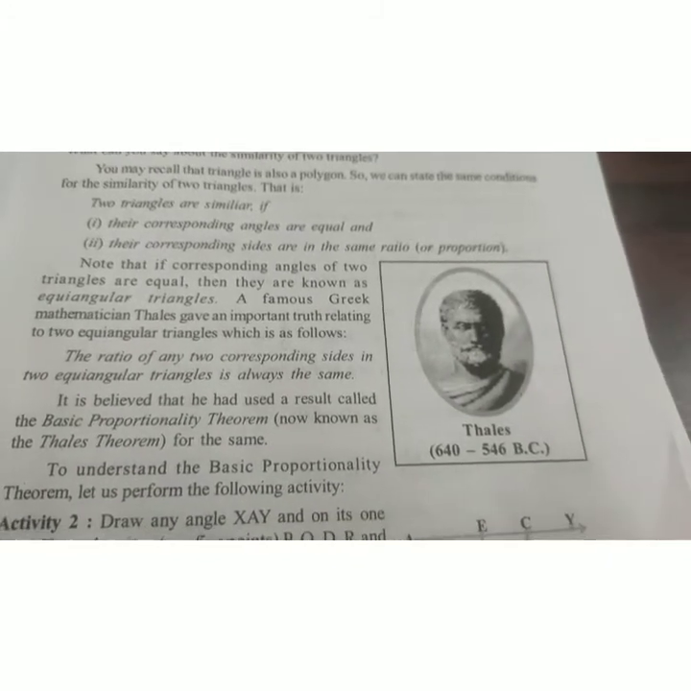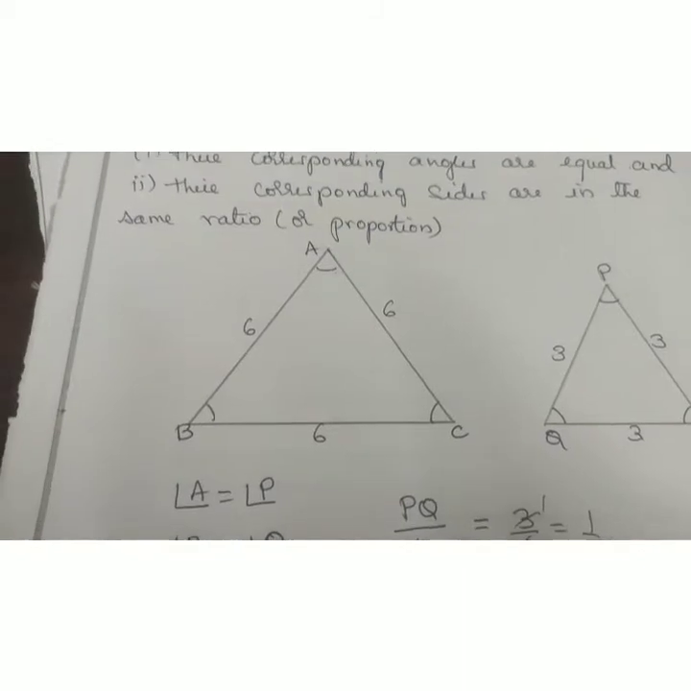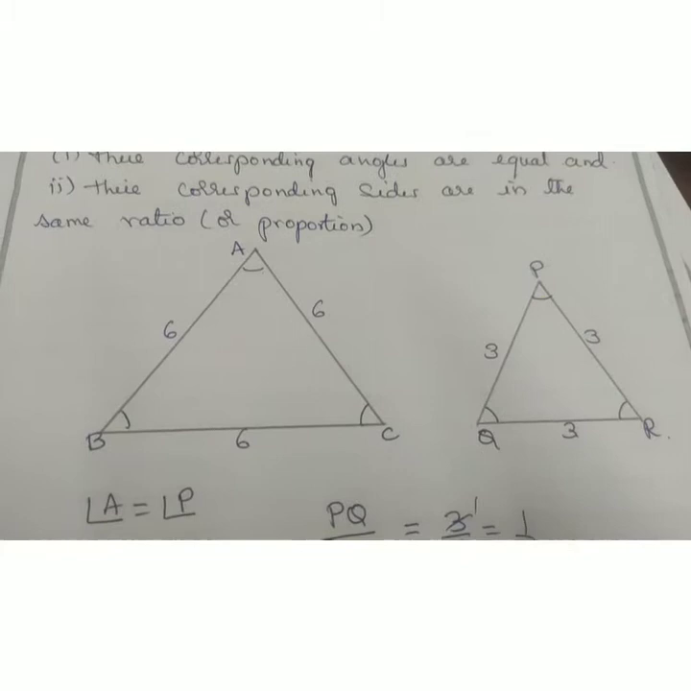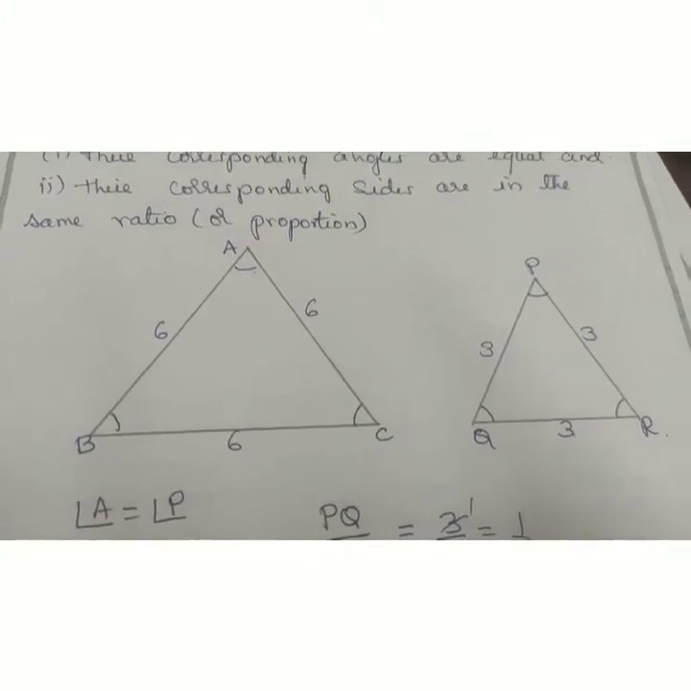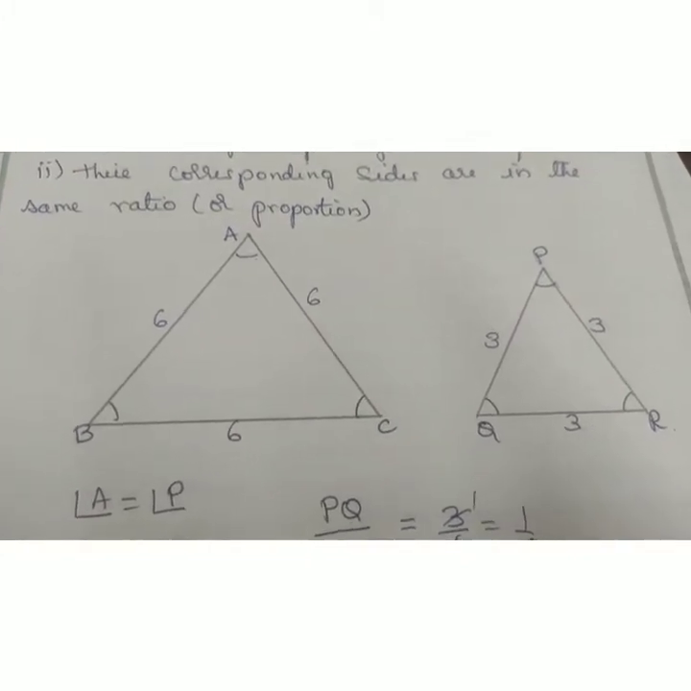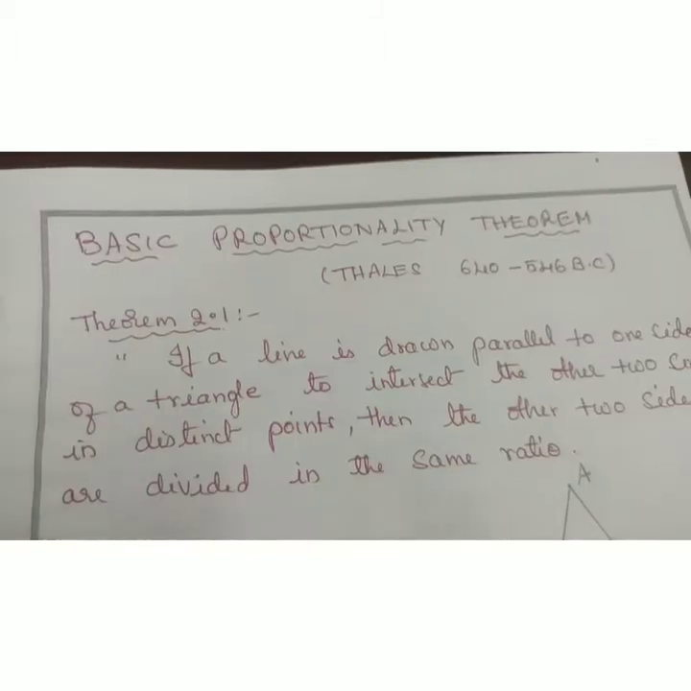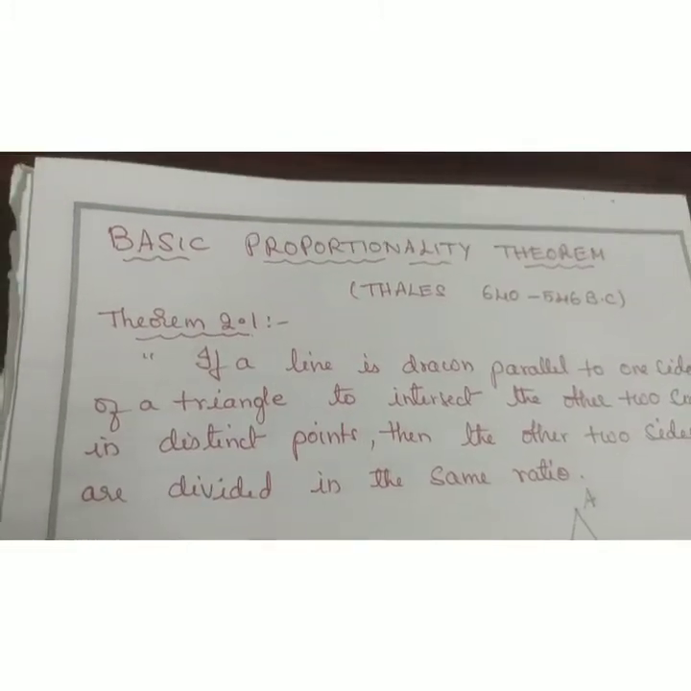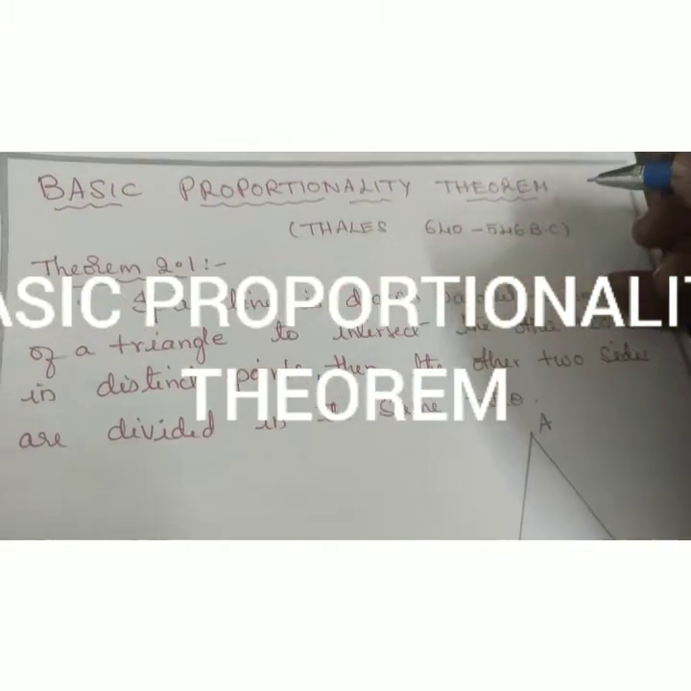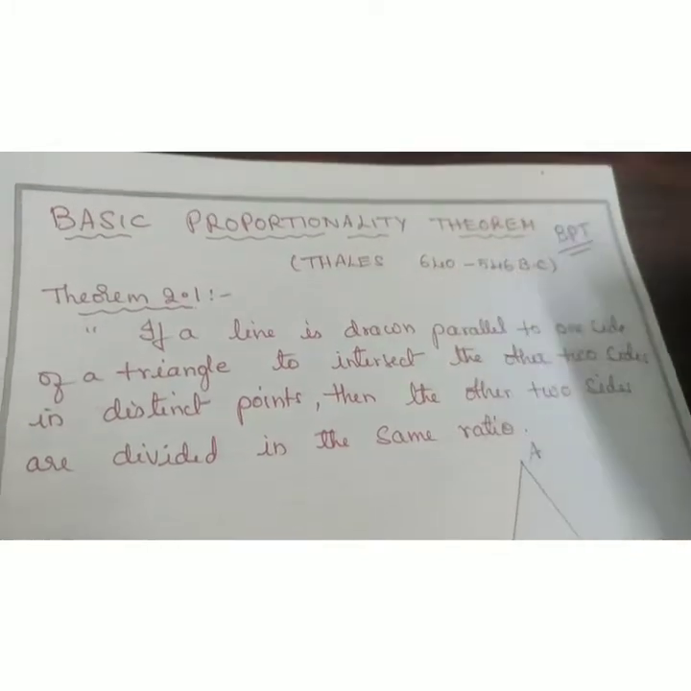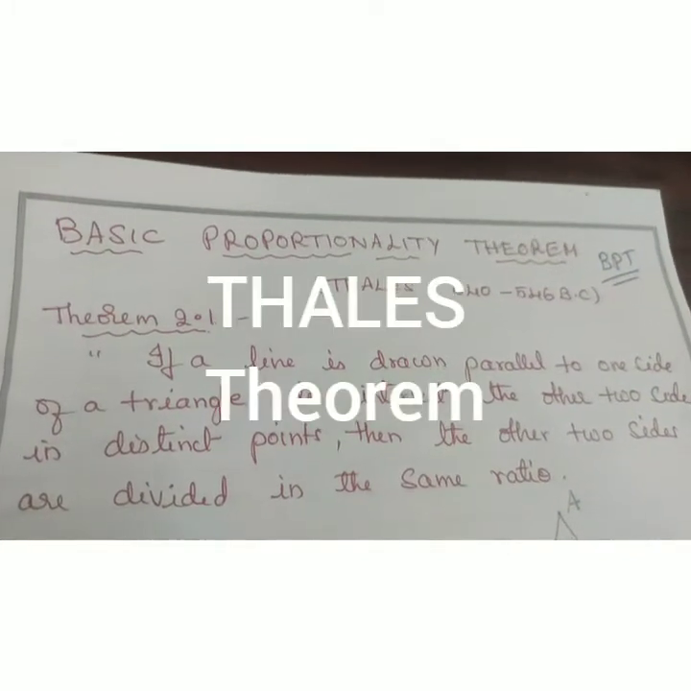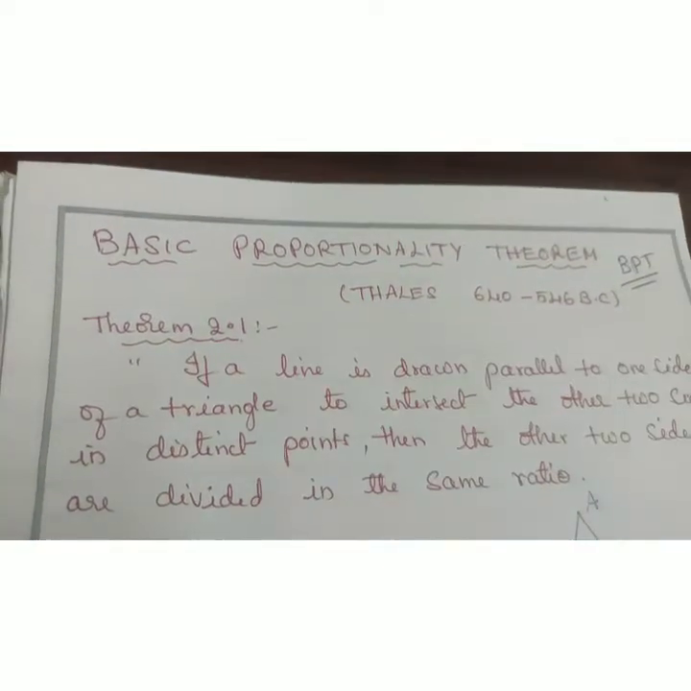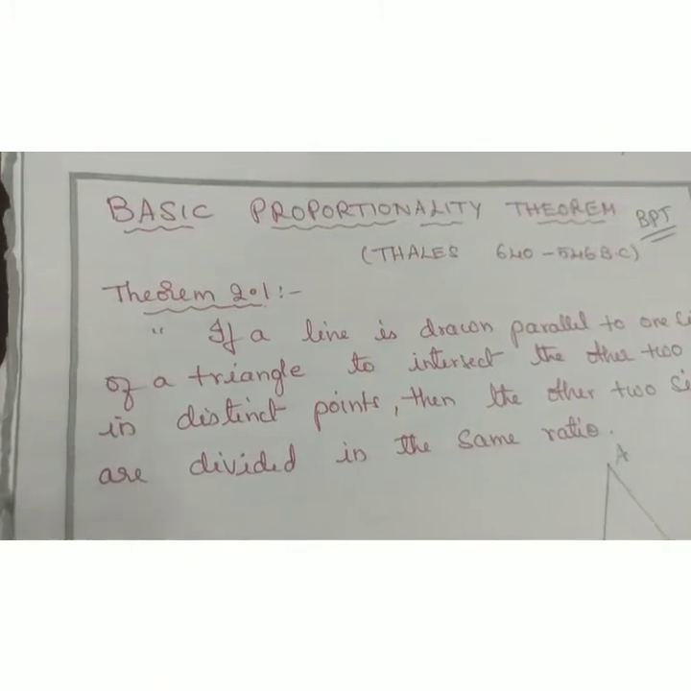So here in the previous case, triangle ABC is equiangular to triangle PQR. So triangle ABC and triangle PQR are equiangular triangles. Now let us see what is the statement of basic proportionality theorem, or in short we write it as BPT. BPT, basic proportionality theorem, or Thales theorem, because the mathematician Thales has given it, so it is Thales theorem.